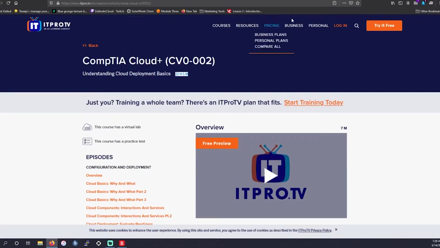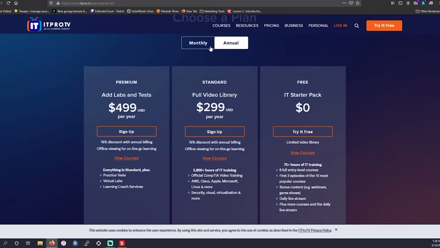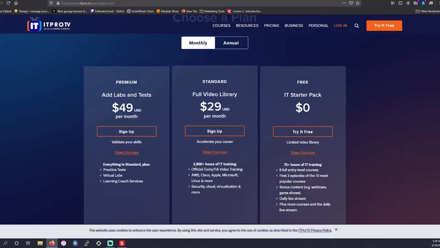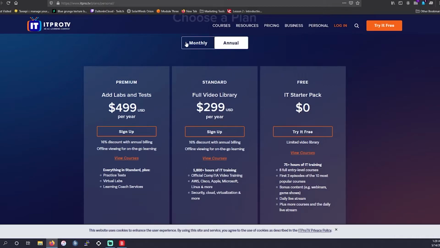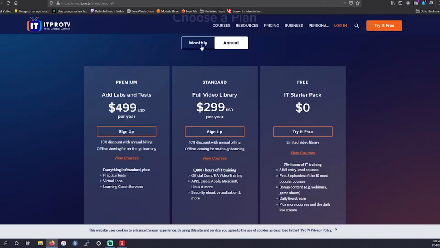Now, I will say they do have two different pricing plans on IT Pro TV for the personal plan. You have the standard plan, which is going to be $30 a month, or $300 a year, and then you have the premium plan, which is going to be $49 a month or $499 a year.